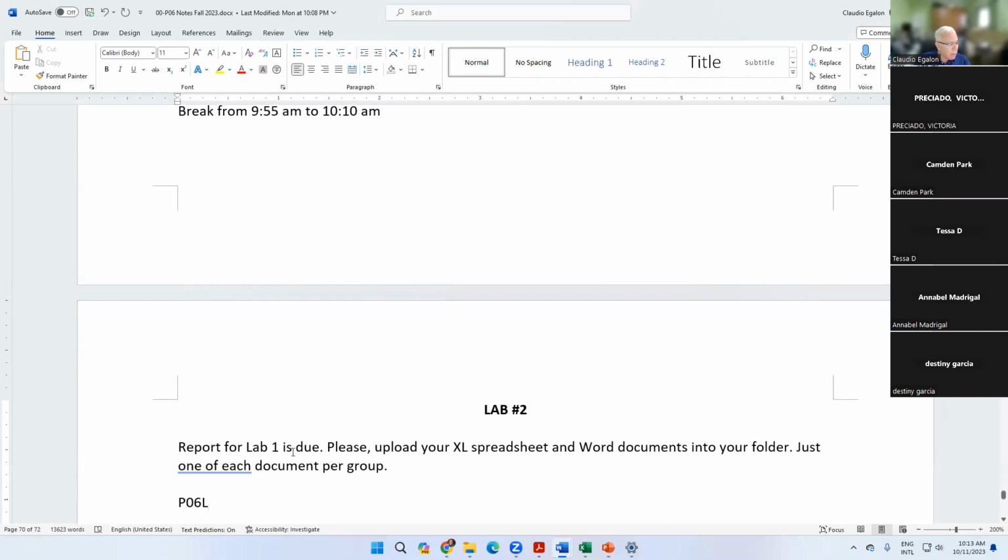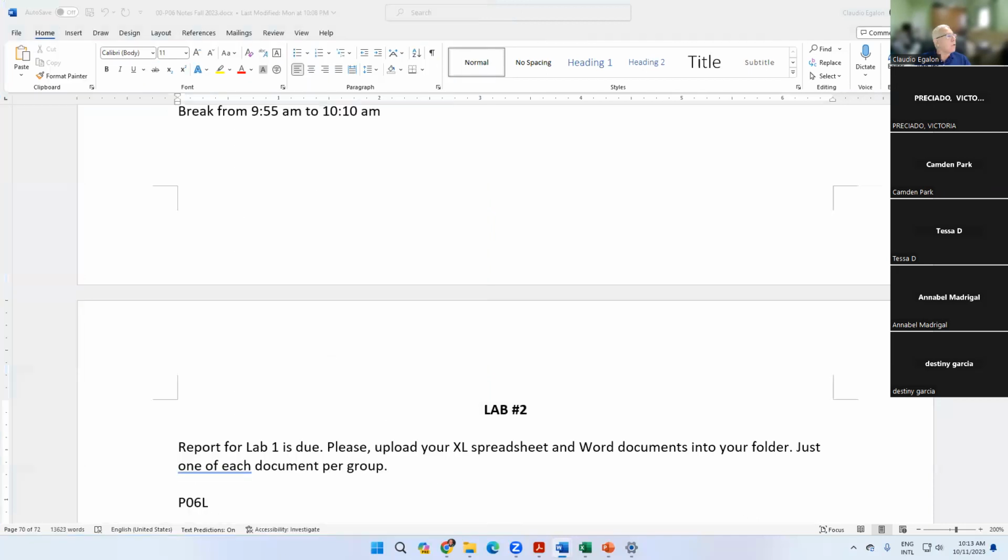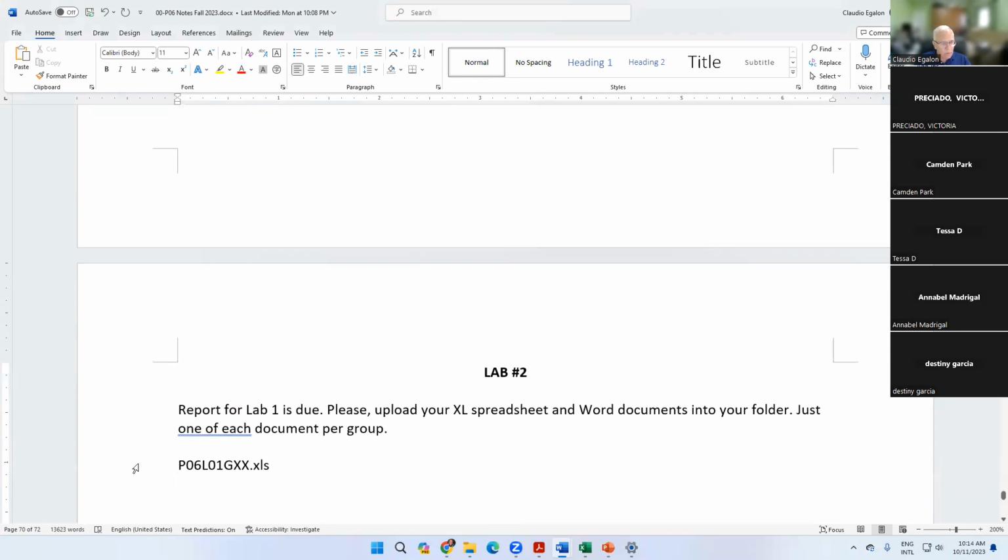How did I do that? Let's take a look at the syllabus. The syllabus is spelled out exactly how you are supposed to entitle the document. So let's stick to the syllabus. According to the syllabus, it is going to be L01, L for lab, 01, group XX. One document is going to be an XLS document. The other one, with exactly the same title, is going to be a docx.